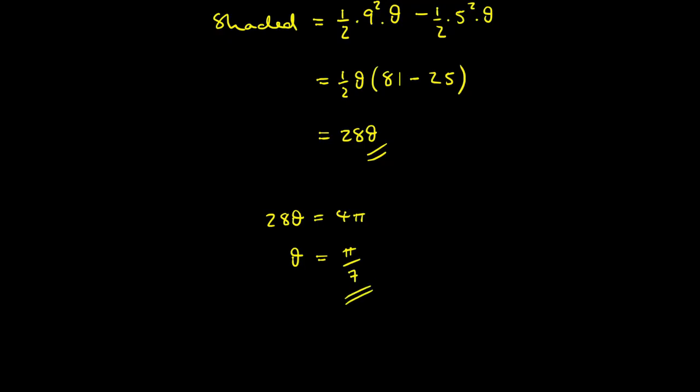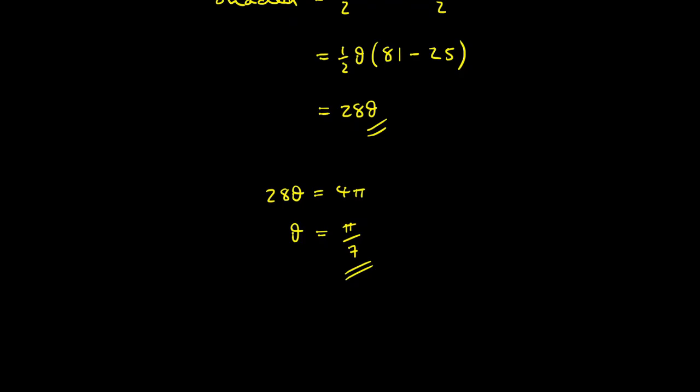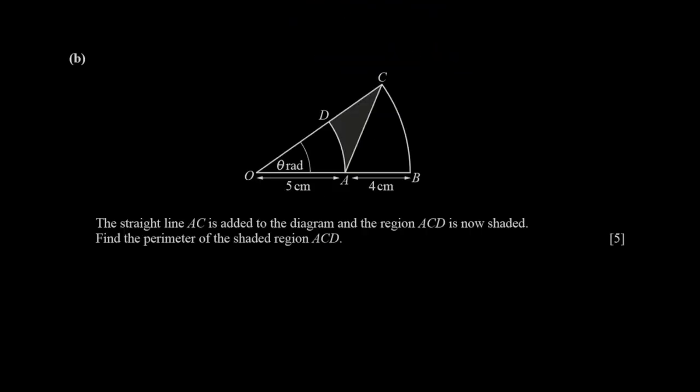Okay, so that should be the answer. I'll just check the mark scheme. And yep, that's okay. So let's move on to part B. The straight line AC is added to the diagram, and the region ACD is now shaded. So that's our new region. Want to find the perimeter of the shaded region.